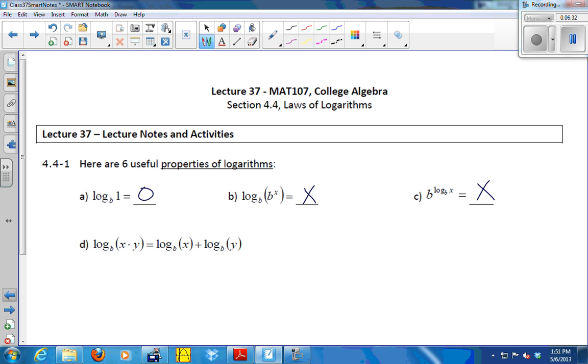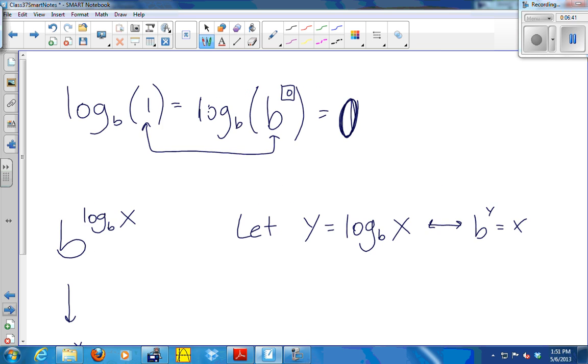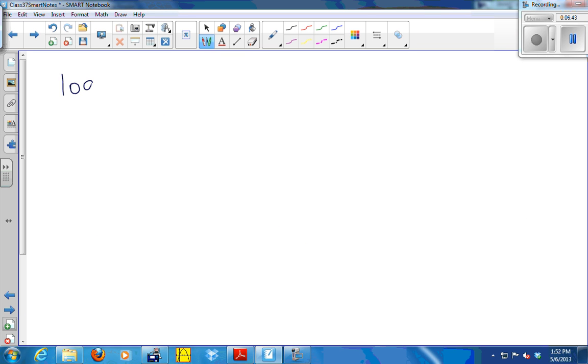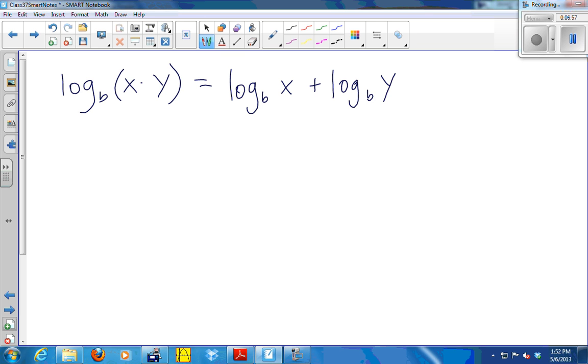All right, so those three are good starts. And then I have this real interesting one, log base b of x times y. We're saying the rule is that I can take the log base b of x and add that to the log base b of y. So it kind of looks like I'm distributing that log over multiplication, and it's becoming addition.